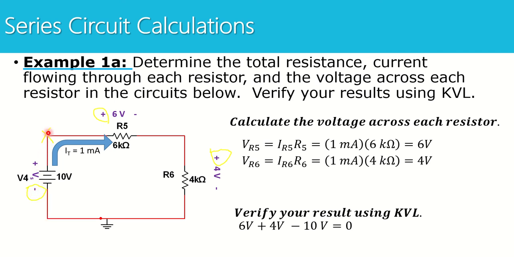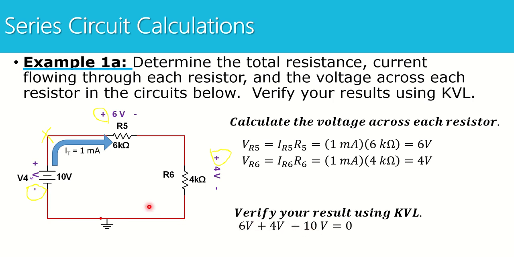You start on one side, you work your way around, you add up every voltage that you see using the polarity you hit first. So that's why it's 6 volts plus 4 volts minus 10 volts equals 0. Then I can see that 6 volts plus 4 volts is equal to 10 volts.